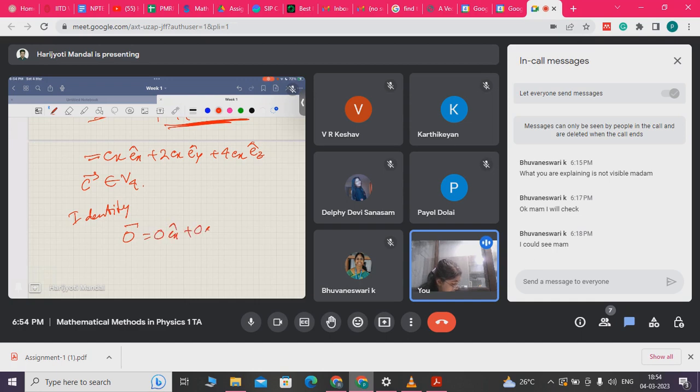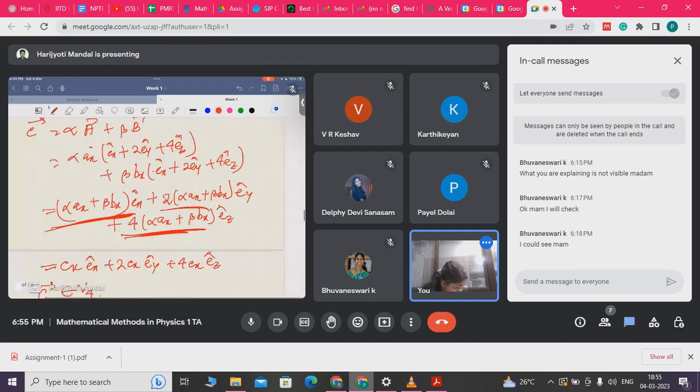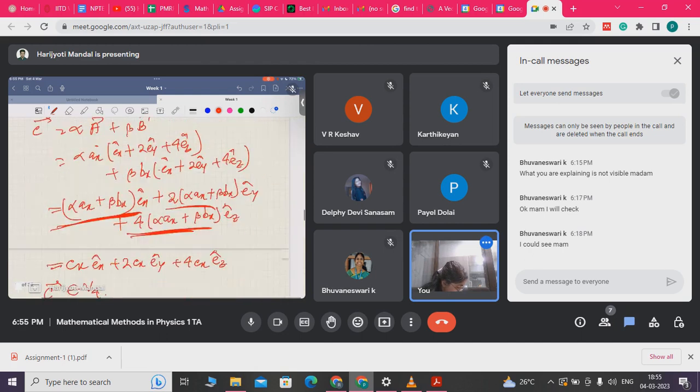Then we need to see the identity. 0 ex plus 0 ey plus 0 ez. We can write it like that, like 2 into 0 ey, 4 into 0 ez. So 0 also belongs to vector space V4. And the inverse.